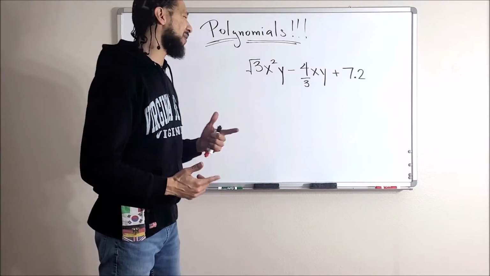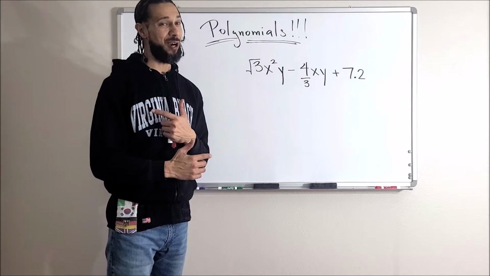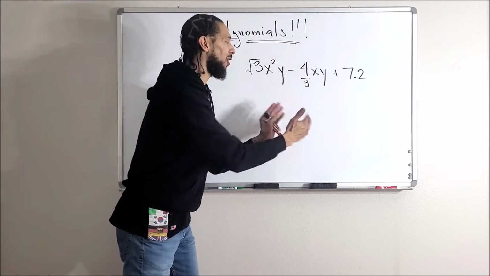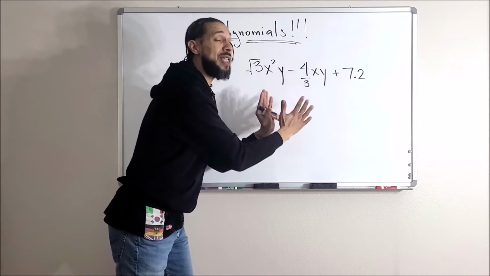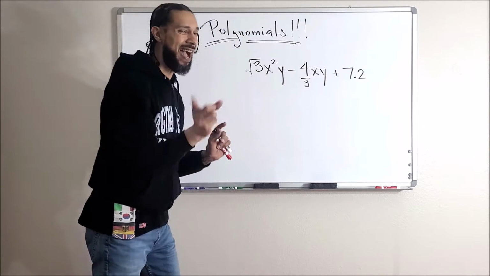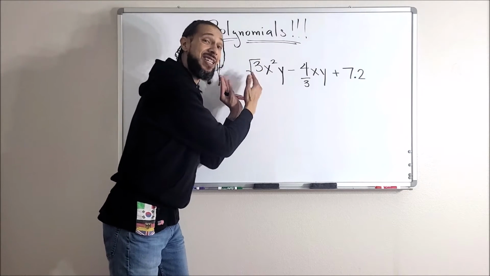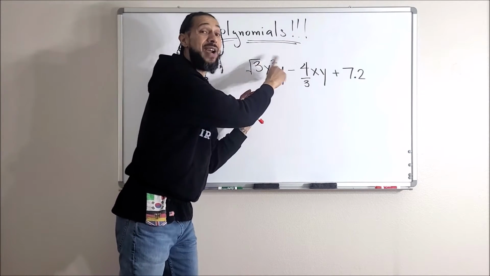Okay, you're probably wondering if this is even a polynomial expression, and I'm here to tell you it is. Now, all of the rules that we talked about for polynomials had to do with exponents, not coefficients. This square root of 3 is perfectly fine as a coefficient. You can't have the square root of a variable.